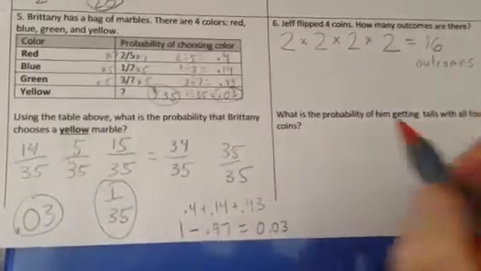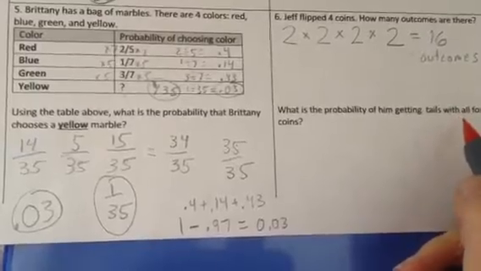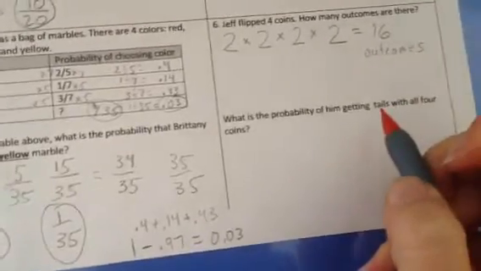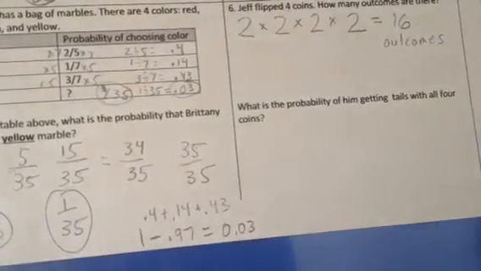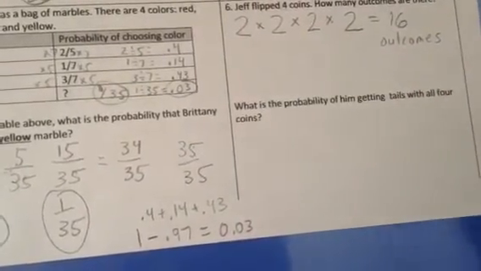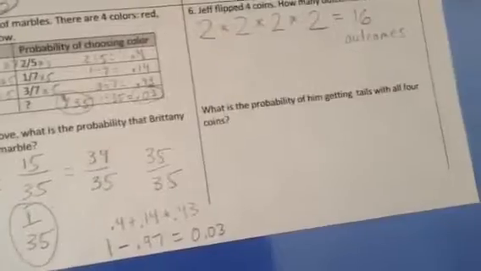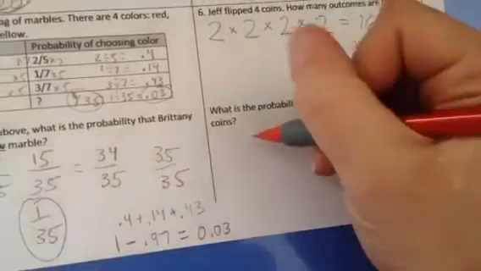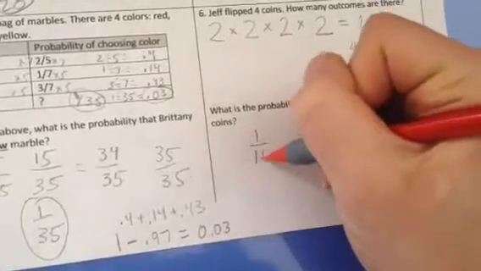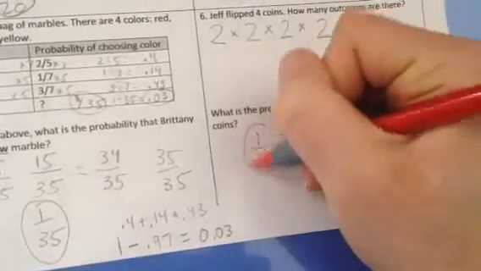Then we want to know the probability of getting tails with all 4 coins. So if you were to make a tree diagram, that simply is just one outcome that would happen out of all of those 16. Getting tails for all 4 times can only happen one time. So the probability is simply just 1 out of the total number of outcomes. 1 out of 16.